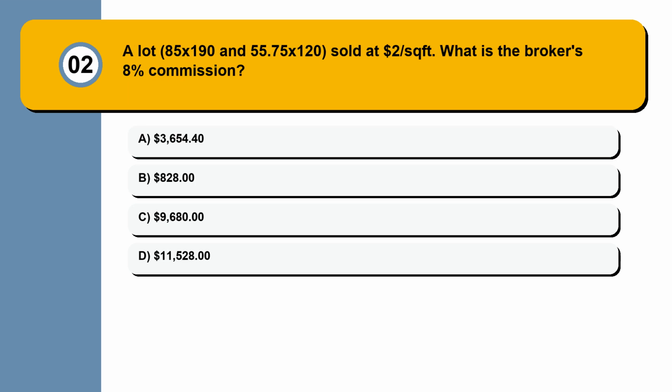Question 2. A lot, 85x190 and 55.75x120, sold at $2/SQFT. What is the broker's 8% commission? $3,654.40, $828, $9,680, $11,528.